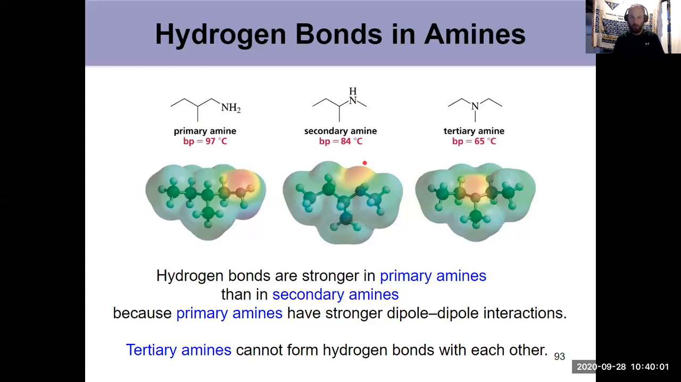Another easy trick I tell students to look out for, just think about NH2, right? 2 hydrogens, more hydrogen bonding than just an NH. Okay? Easy little trick to remember it by.